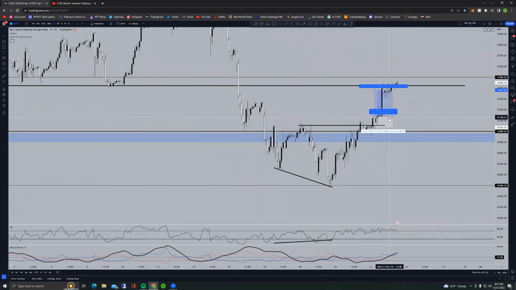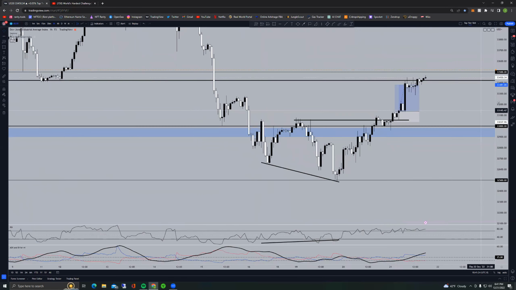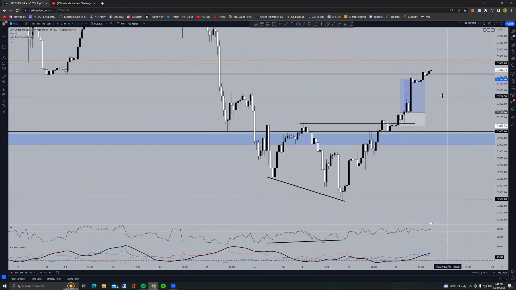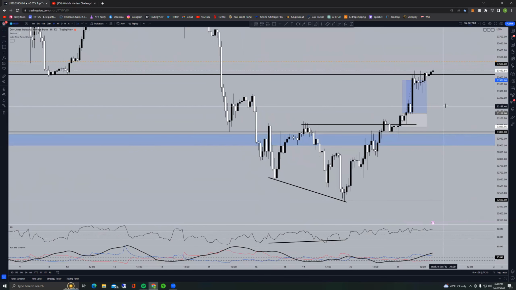So I pretty much made like 1,200 in this trade. I would have only risked 500 points or $500, which is a really good risk to reward. So $1,200 for a $500 risk. And yep, that's how today's session played out.